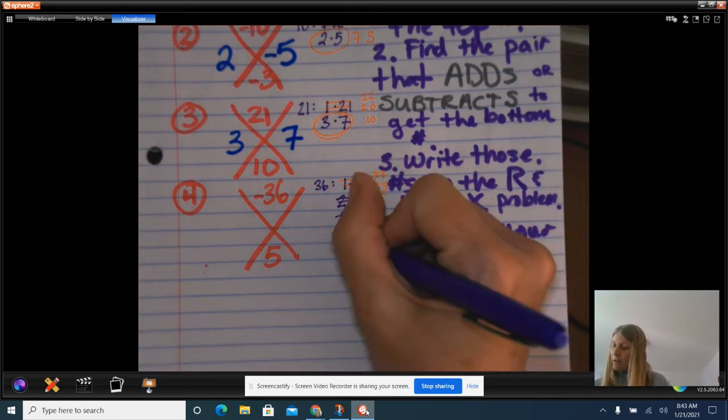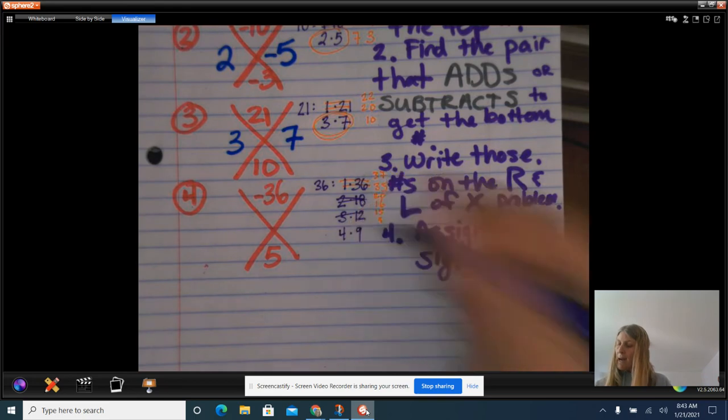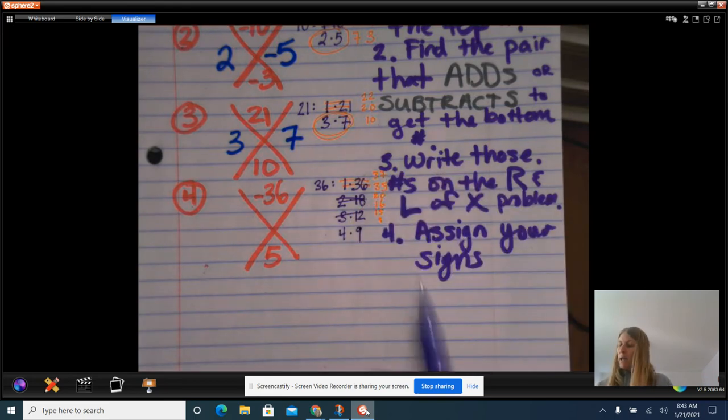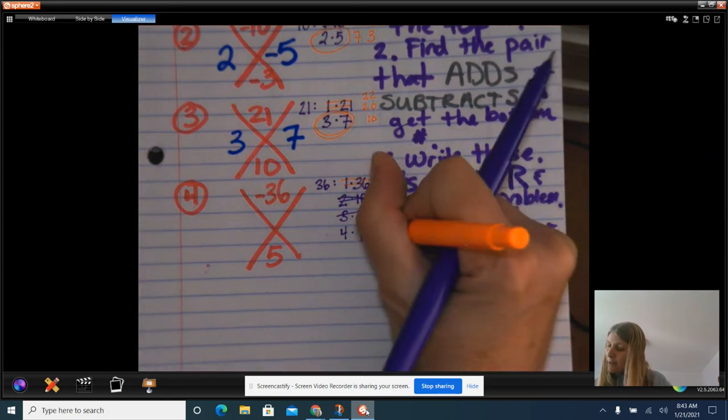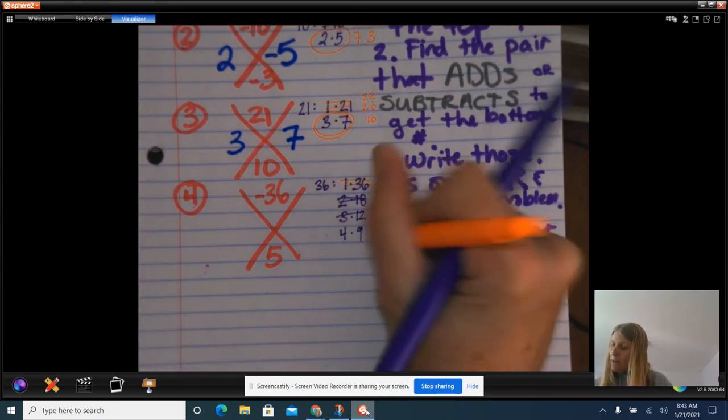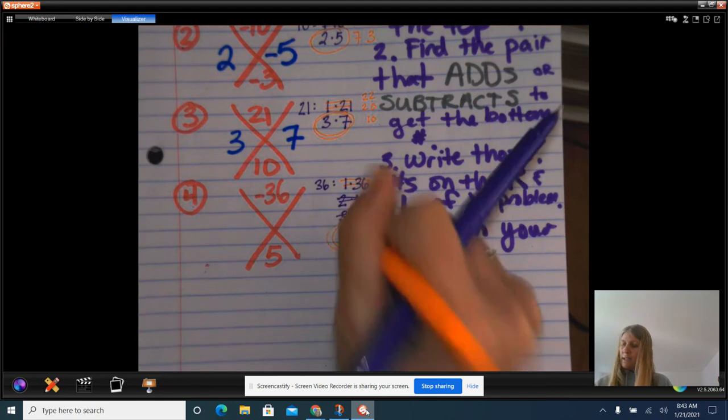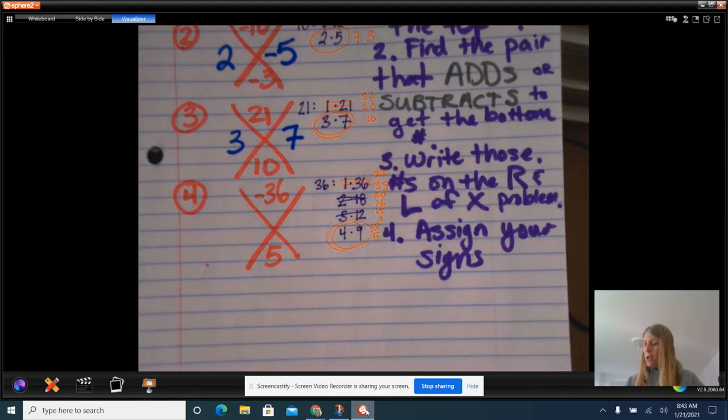4 does go evenly. 4 times 9. Once again, use your calculator, otherwise you might miss a factor. 4 plus 9 is 13. 9 minus 4 is 5. Ding! I'm looking for that 5. So we're going to go ahead and put a 4 and a 9.